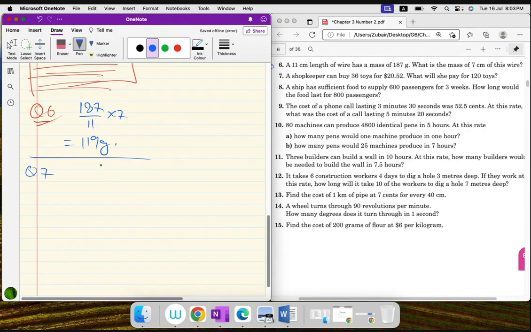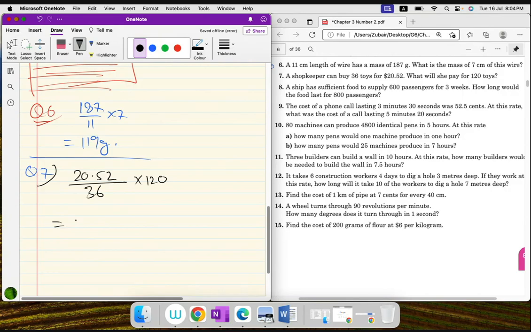Question number 7. A shopkeeper can buy 36 toys for 20.52. What will she pay for 120 toys? So we will do 20.52 over 36. This is for one toy, and then times 120. 20.52 divided by 36 times 120.